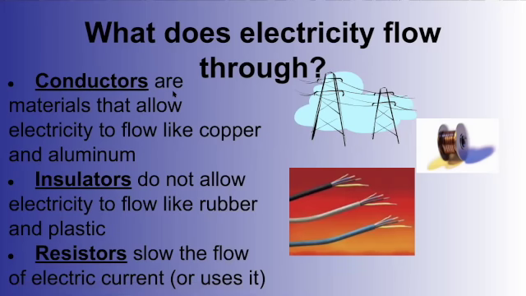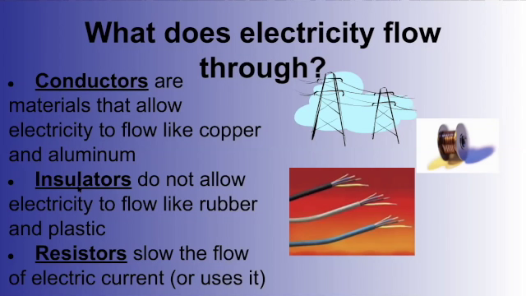So when we're talking about conductors and electricity, conductors are materials that allow electricity to flow, like copper or aluminum. So a lot of metals make very good conductors, and that means electricity can flow through them. That also means that those electrons can easily be passed from one atom to another down the line in the atoms that make up these metals. So conductors allow electricity to easily flow.